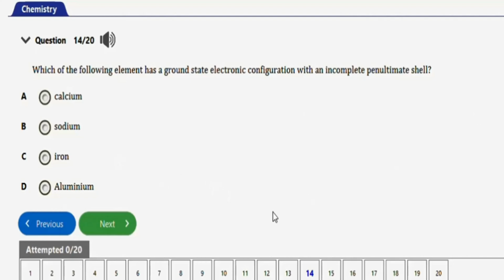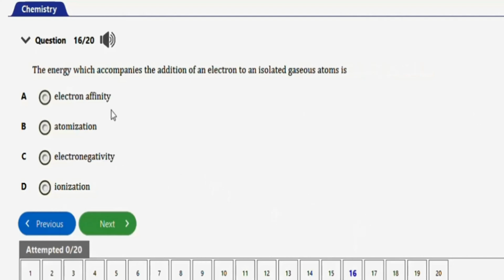Alright, the next question will be this one. It says the energy which accompanies the addition of an electron to an isolated gaseous atom is, so it's still electron affinity.